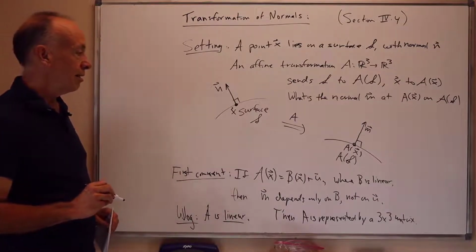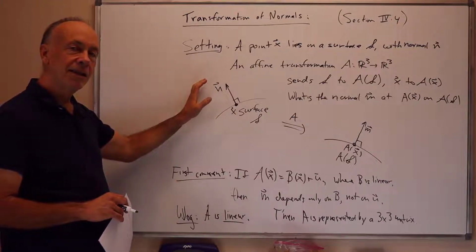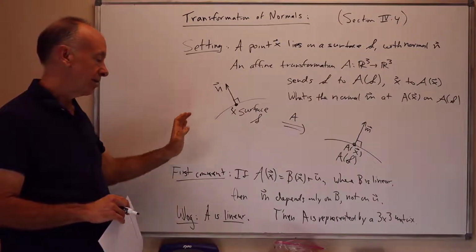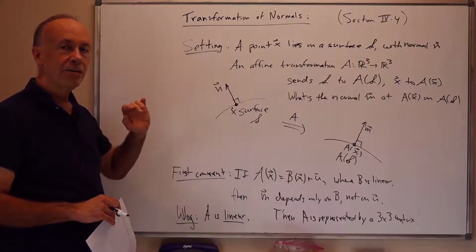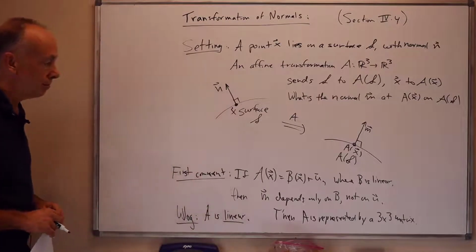So we'll see that we don't get M just by applying A to n. So the normals do not transform by the same linear map A as the surface does. So let's do an example of this in R2 for simplicity, and then we'll get to the general formula.